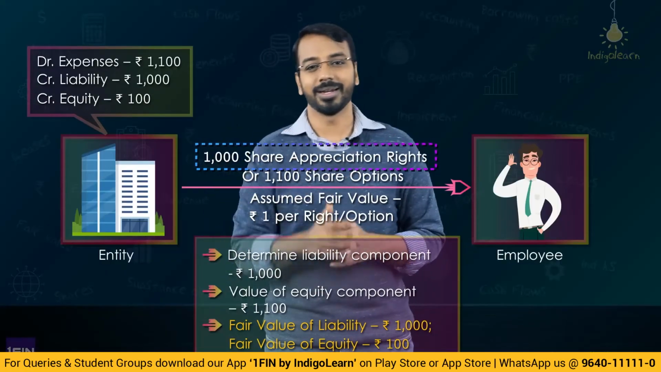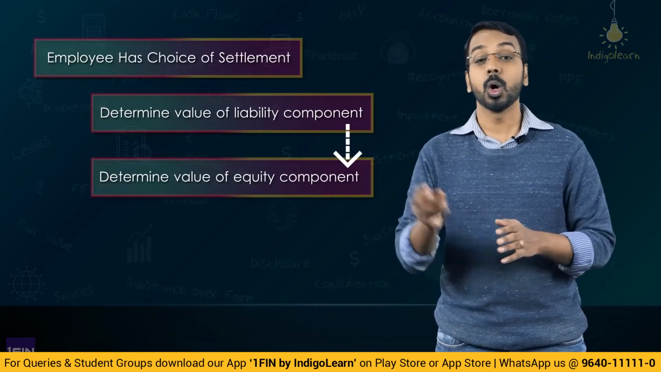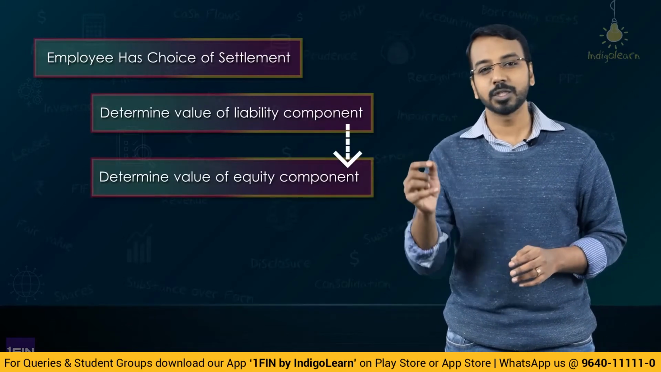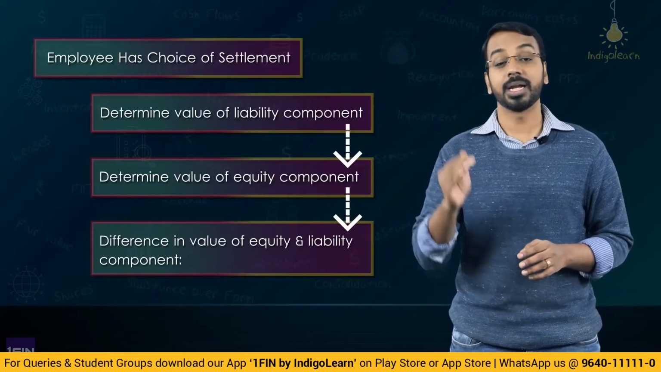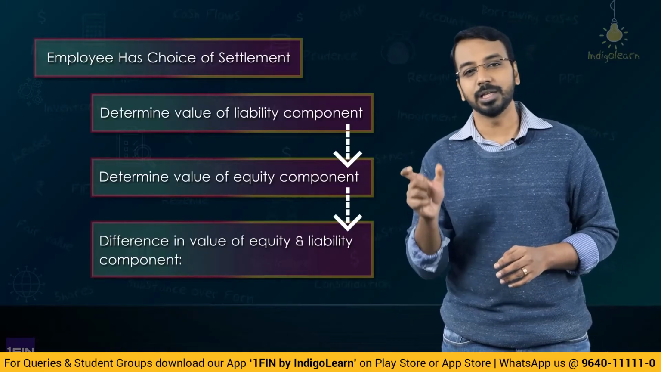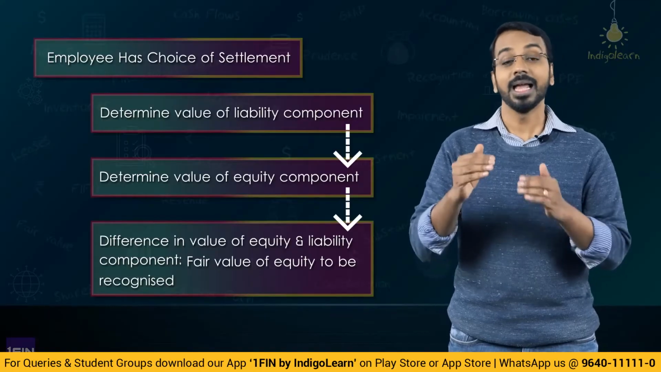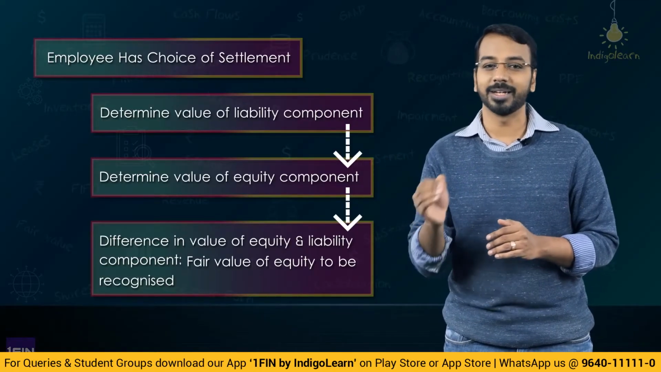So to summarize, when an employee has a choice under a share based payment with a cash alternative, the approach you need to follow is: first determine the value of the liability component, then determine the fair value of the equity alternative, and the difference between the fair value of the equity alternative and the fair value of the liability component will be the equity component, right? Whatever is the liability component will be credited to liability, and whatever is the equity component will be credited to equity. Now on the settlement date, two things are possible.